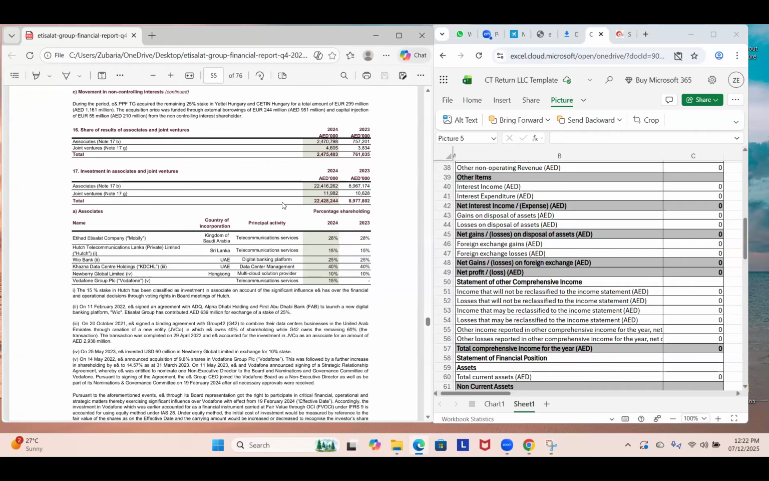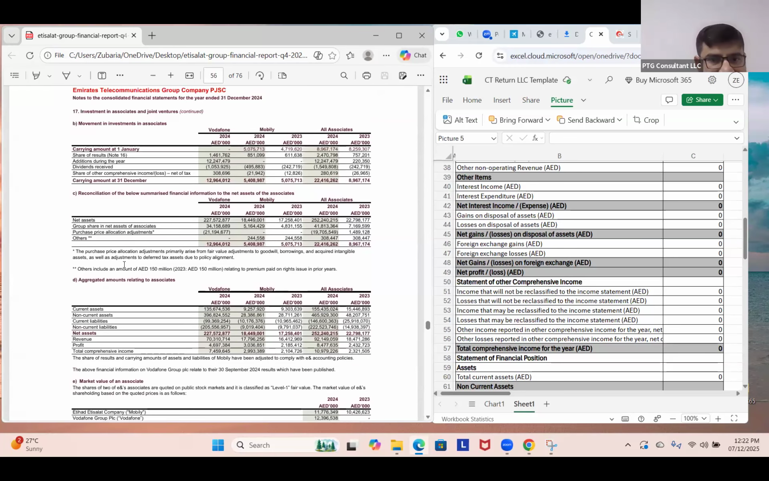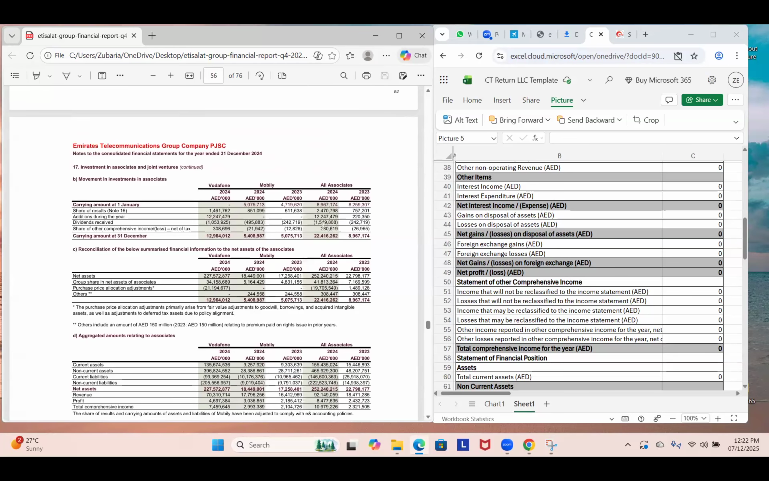This is note number 17, associates. Before it was 9, now it's increased to 22, then joint venture. Here it mentioned the B, note number 17B. Where is 17B? Go to the 17B. This is the one, which we already taken. Now just a moment.